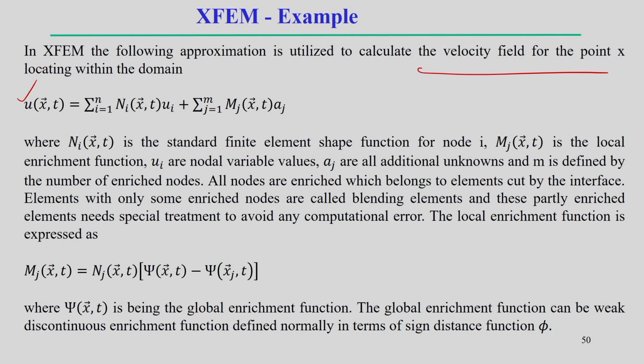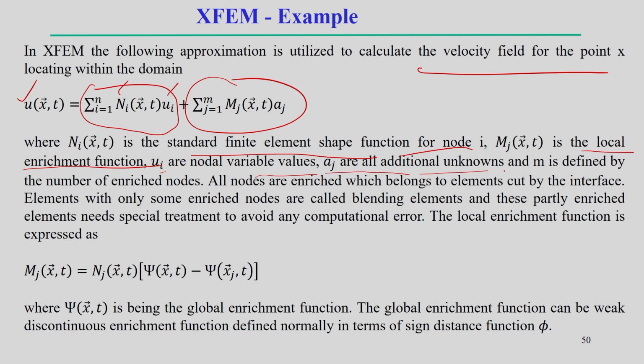So, in this case, for the velocity field, you can use the sum from 1 to n of Ni ui, where ui are the nodal values at a particular node point, N is the shape function, plus this extra term. Here, Ni is the standard finite element shape function of the particular node i, and Mj is the local enrichment function, ui are the nodal variables, and aj are the additional unknowns, and m is defined by the number of enriched nodes. So, this term comes because of the enriched nodes and the extra degrees of freedom particularly associated with the enriched node. Now, the point is how I can decide the enriched node.